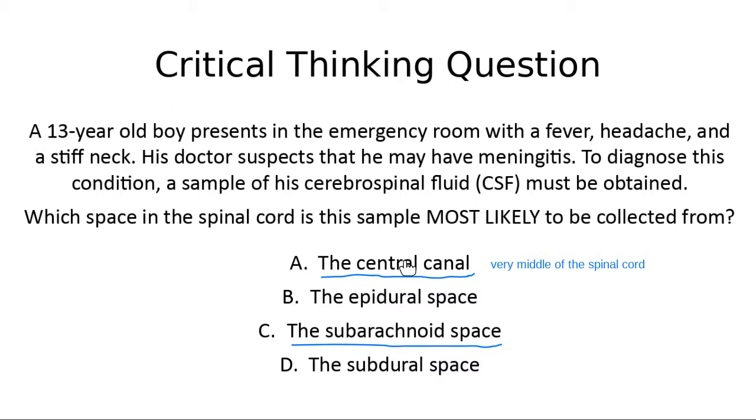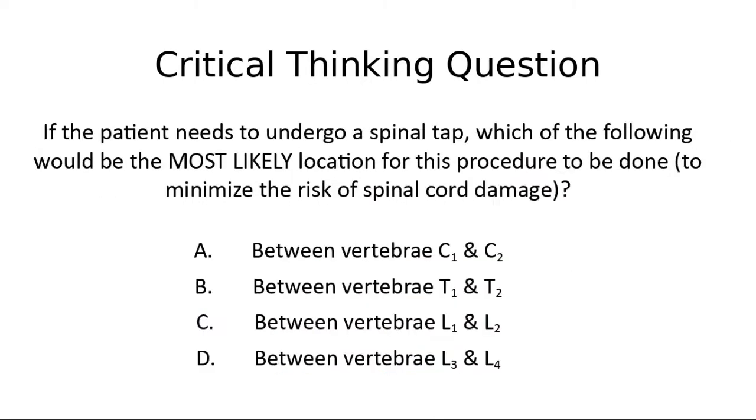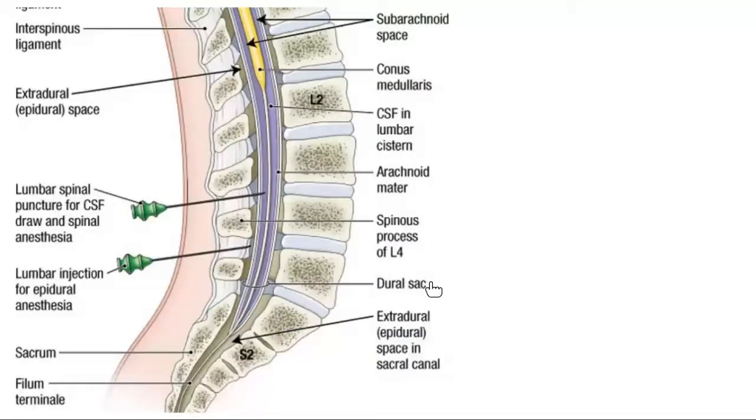When we do a spinal tap, we call it a lumbar puncture, we're going to go into the subarachnoid space because that's the location where there is cerebrospinal fluid, and I can get it without risking damage to the spinal cord. So you have this picture in your packet. Notice that it shows when we're doing a spinal tap, a lumbar puncture is what they call it, we go into the subarachnoid space of the spinal cord.